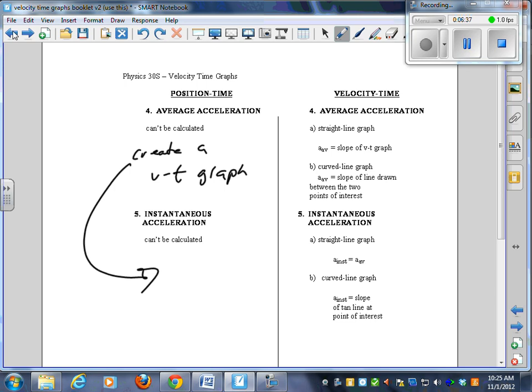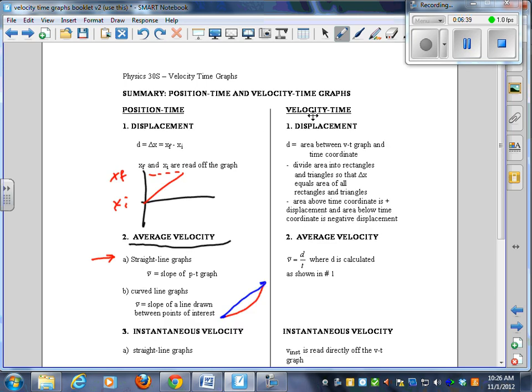All right. Now, if we go back one page, right-hand column, velocity time graphs. So highlight that again, or underline it. If I give you a velocity time graph, these are all the things you can do with it. You can find displacement. How do you find displacement? The area between the VT graph and the time coordinate. What I mean there is the x-axis. You divide the area into rectangles and triangles so that delta x equals the area of all the rectangles and triangles. The area above is positive, and area below is negative.